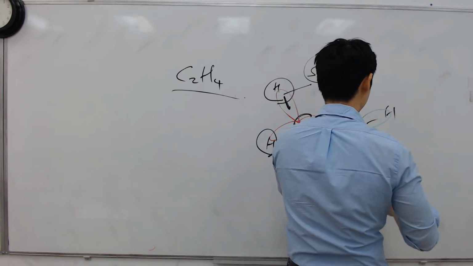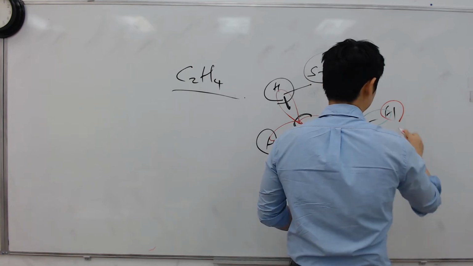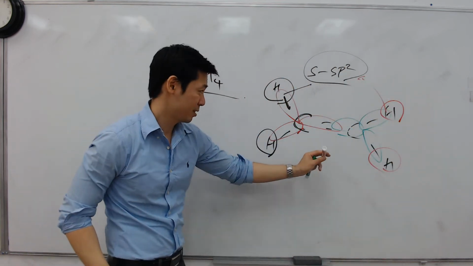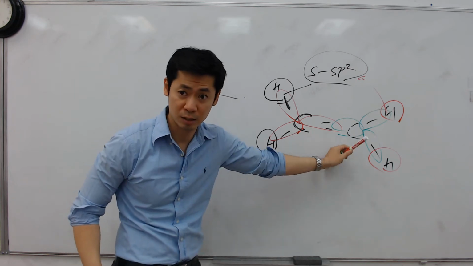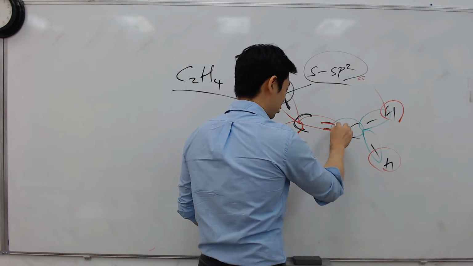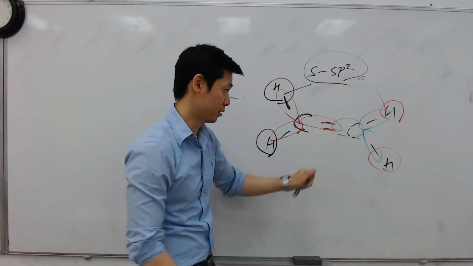And also, hydrogen here. Same thing. This is also what? S and SP2. So now it comes down to the two carbons. Do you see that, guys? This is orbital overlapping. So this one has two bonds, right? Two bonds, which is what?